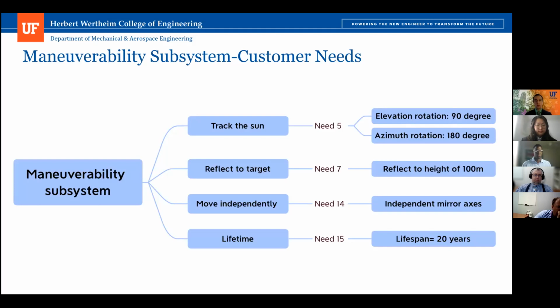All right, so I'm Elijah Rice, and I'll be talking about the maneuverability subsystem. We designed our subsystem around customer needs 5, 7, 14, and 15, which related to the heliostat's ability to track the sun, which was comprised of its rotational freedom through elevation angles and azimuth angles, ability to reflect to the target, independent movement of axes, and then also, of course, designing around a lifespan of 20 years.